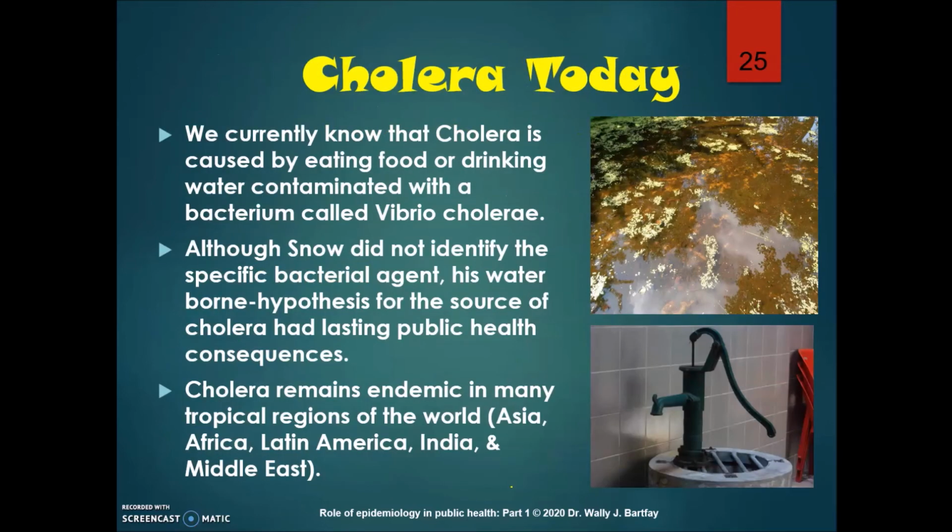Today, we know that cholera is caused by eating food or drinking water contaminated with a bacterium that we call Vibrio cholerae. Although Snow did not identify the specific bacterial agent, his waterborne hypothesis for the source of cholera had long-lasting public health consequences. So we know the importance of having a clean water supply, and also how we deal with the disposal of waste materials is critical because it affects people's health and well-being.